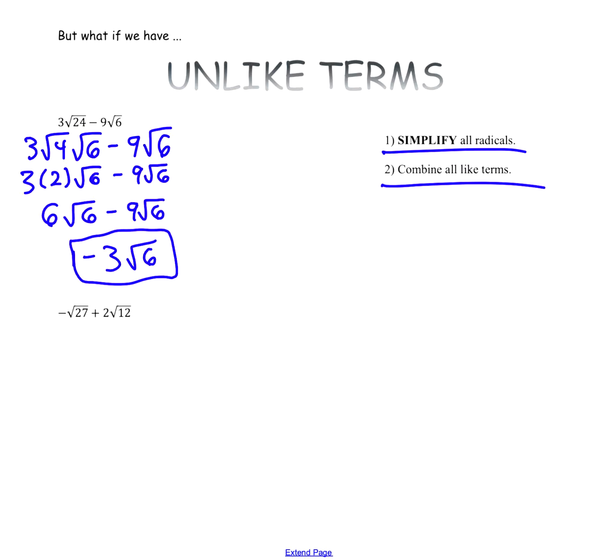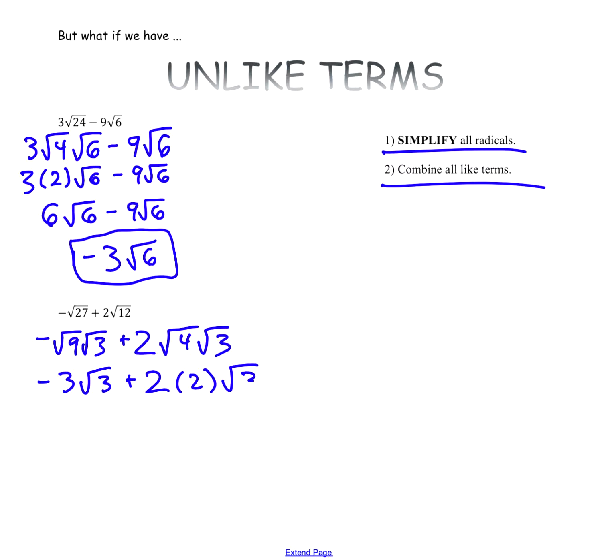Negative radical 27 plus 2 radical 12. Well, let's first do radical 27. The highest perfect square that goes into 27 would be 9, so that'd be negative 9 radical 3 plus 2. And is there a highest perfect square that goes into 12? There is, it's 4. So that'd be radical 4, radical 3. Continue to simplify, that would be negative radical 9 is 3, radical 3 plus 2, radical 4 is 2 times 3. You would get negative 3 radical 3 plus 2 times 2 is 4 radical 3.